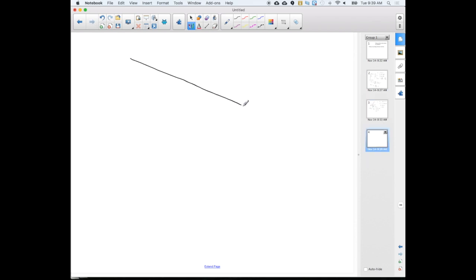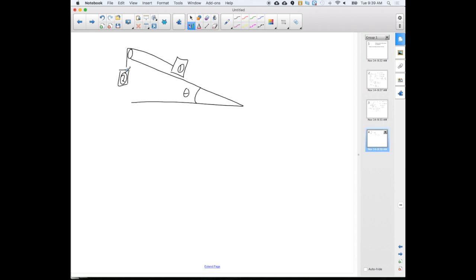Let's make it complicated. Put an angle theta there. Let's put a mass there. Let's put a pulley there. And then let's have another mass hanging over the end. And we're going to call this guy mass 2. We'll call that mass 1.